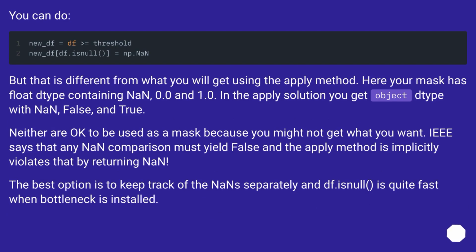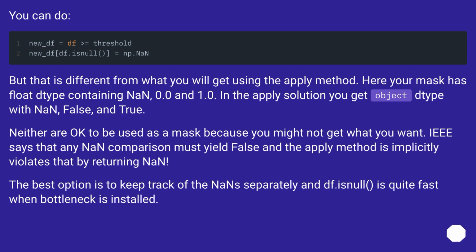You can do this, but that is different from what you will get using the apply method. Here your mask has float dtype containing NaN, 0.0 and 1.0. In the apply solution you get object dtype with NaN, False, and True. Neither is okay to be used as a mask because you might not get what you want.